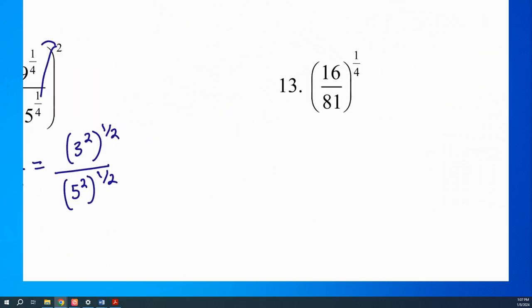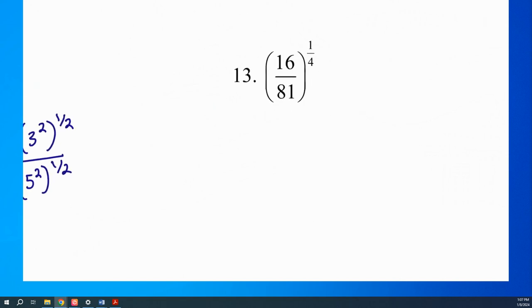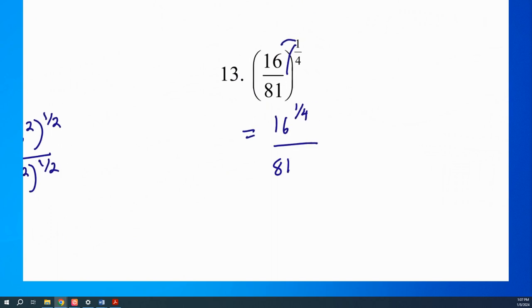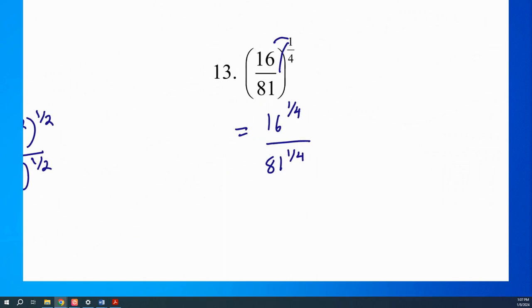Okay. Again, does 16 over 81 really simplify? They do not. So we're going to go ahead and, again, give that exponent to both pieces. That means 16 to the 1/4 over 81 to the 1/4. Okay, so now let's see if we can rewrite them.